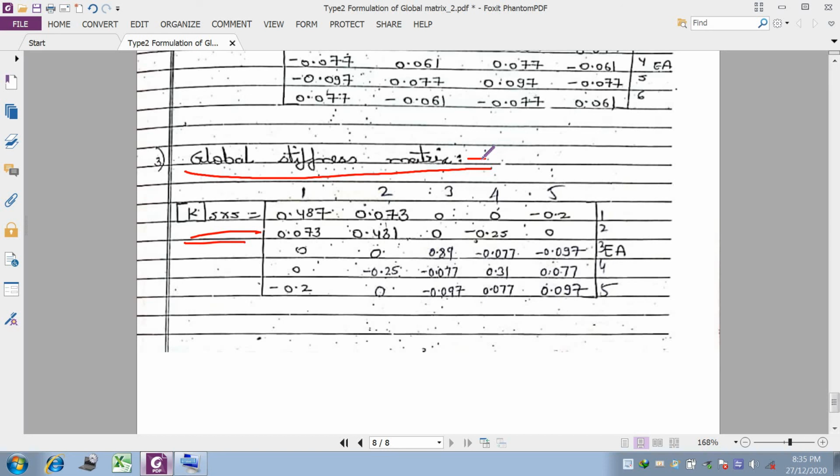We will see more types of this numerical in our next lecture. Also type number 3 will be there, so we will start type number 3 based on the same.